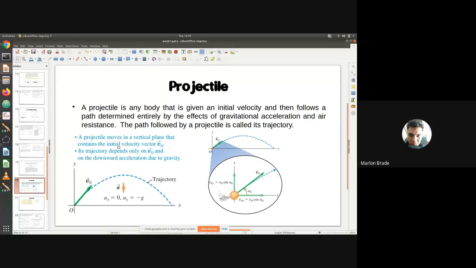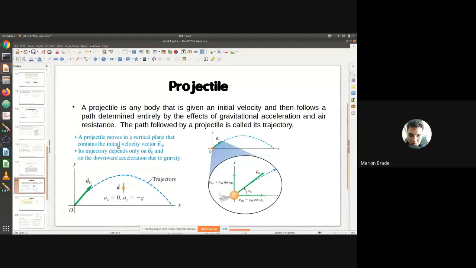Okay, so let's start by discussing what a projectile is. A projectile is any body that is given an initial velocity and then follows a path determined entirely by the effects of gravitational acceleration and resistance. The path followed by a projectile is called a trajectory. So a trajectory is like this dashed curve in the presentation.